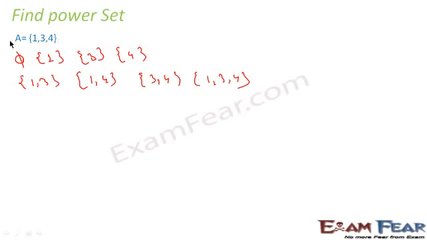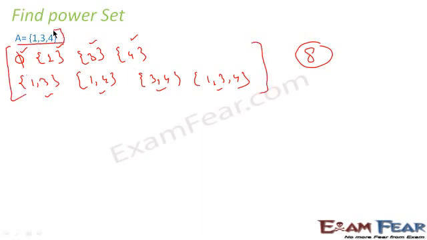Let's count the number of elements. 1 2 3 4 5 6 7 8. So there are 8 elements. So the whole collection is nothing but the power set of set A.